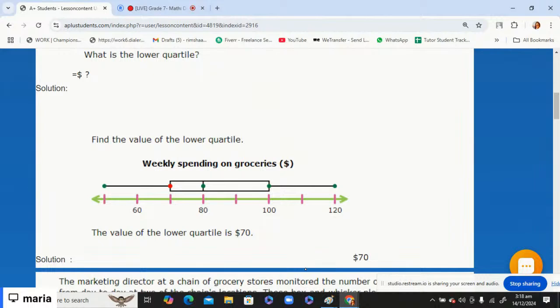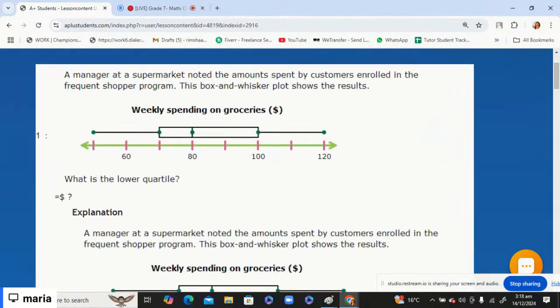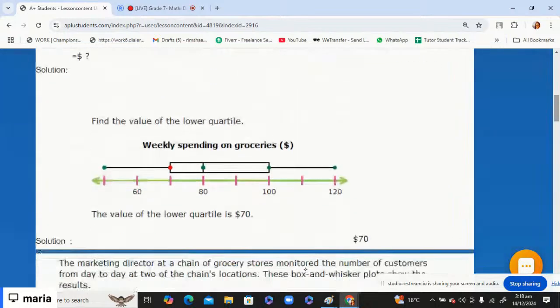Find the value of the lower quartile. Here it's 60, here it's 80. Here it's 90, that is 100. It's 110 and that is 120. So the lower quartile is in between. Like the first point is here. This is the lower quartile. Okay. Second point is 80, then it's 100. So 70, 80, and 100. So in all 3 points, 70 is the lowest point.